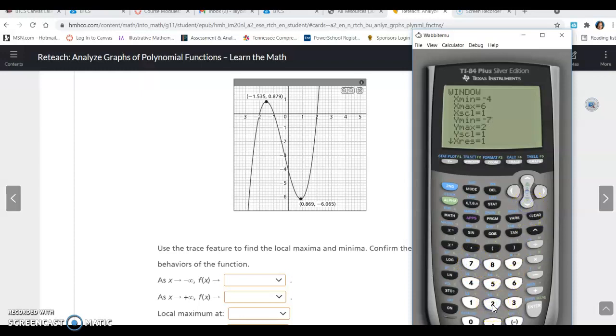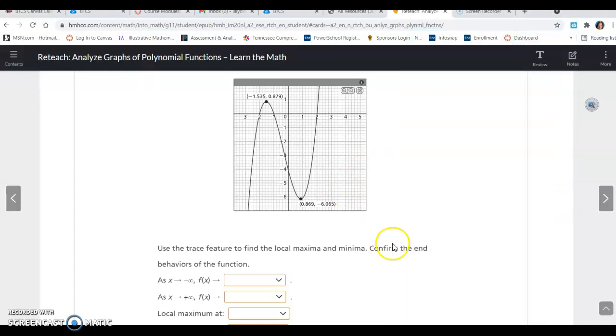So you can always change your scale, or you can always change the window in your calculator to match whatever you have. If you're doing a standardized test and your graph doesn't look exactly like the choices, if you change your window, it's going to look very similar to this. All right, so let's see what we're doing here.